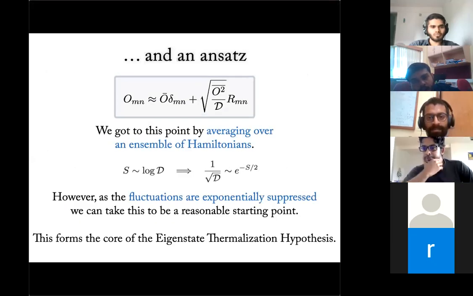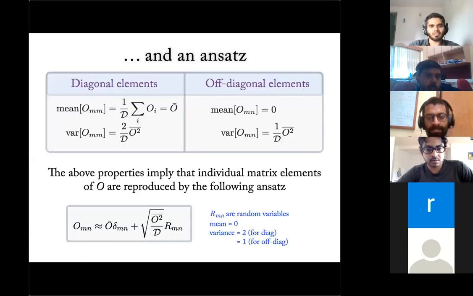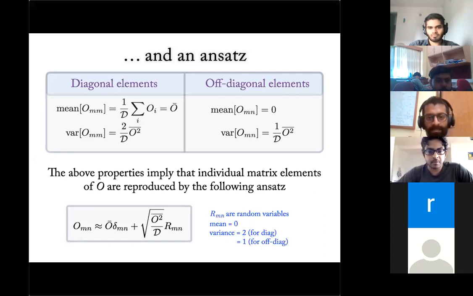Yes, Akhil. Could you say a bit more about this R_mn? Does it have its own distribution and so on? Is it a derived object, or is it just symbolic at this stage? Yeah, it just obeys these two properties. That's all you need at this stage. I don't have anything further to say.